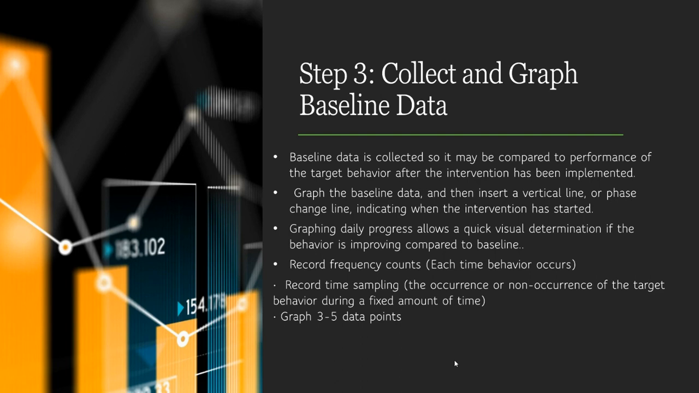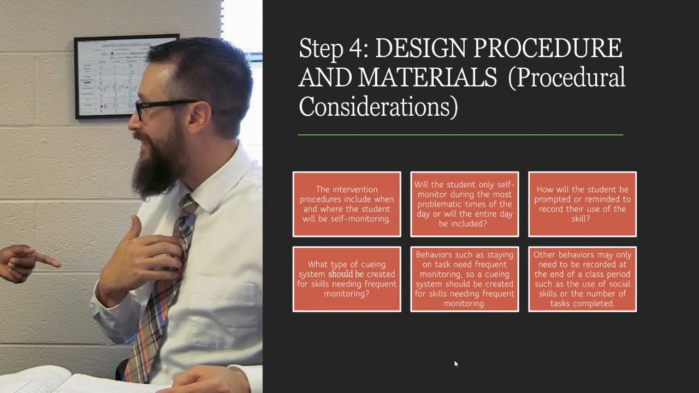Several things with this type of graphing. With graphing, we want to collect frequency counts, which means we're going to be recording each time that student demonstrates that particular behavior. In this case, we're also going to be recording time sampling, meaning that we want to have the occurrence or the non-occurrence of that target behavior during a fixed specific amount of time. So we want to make sure that in that baseline graph data that we get at least 3 to 5 data points to help us generate that graph and that baseline data.